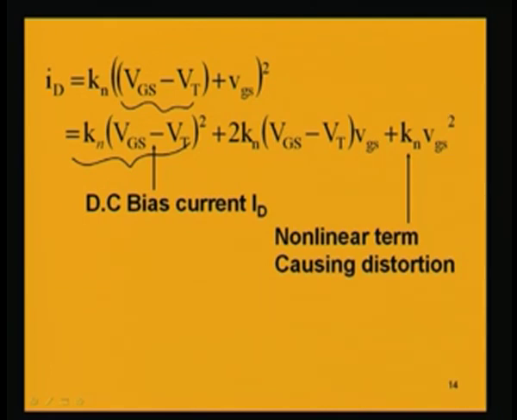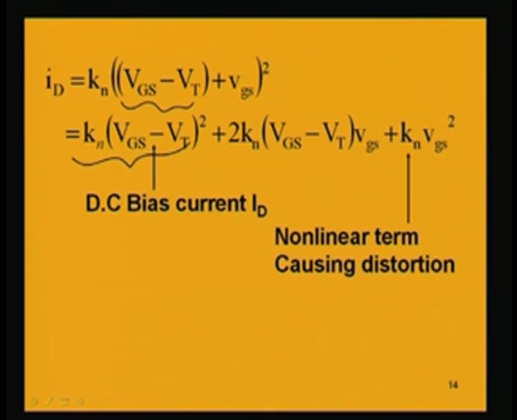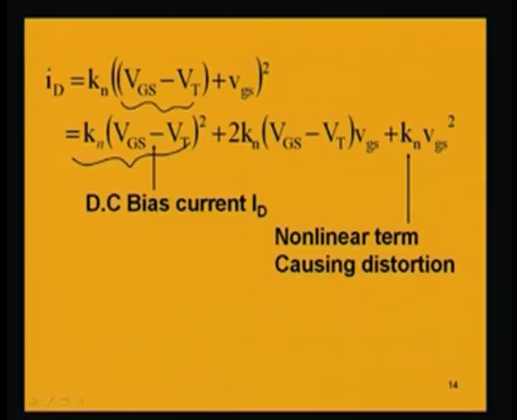Now, this square actually introduces a non-linearity. Because it is a square term, it will be a non-linear term, so it will be causing distortion. In the whole current expression, if we have a non-linear term like this last one, it will cause a distortion in the current. So, we have to reduce the effect of this distortion by this non-linear term, and that we can do if we choose the term carefully. That means, in comparison with this term, we have to neglect this Kn vgs square.